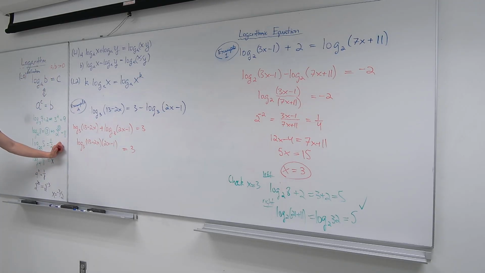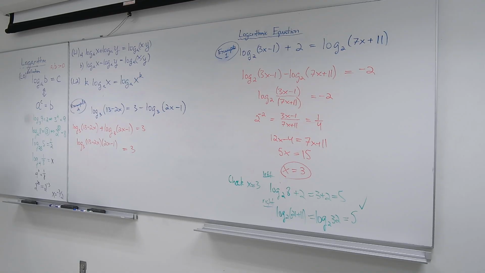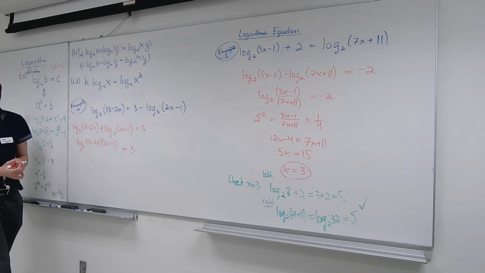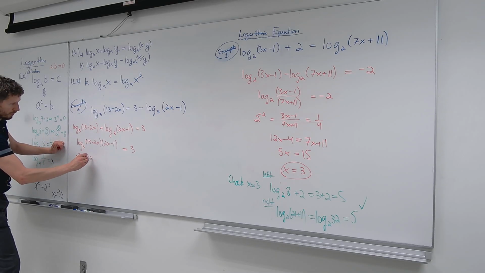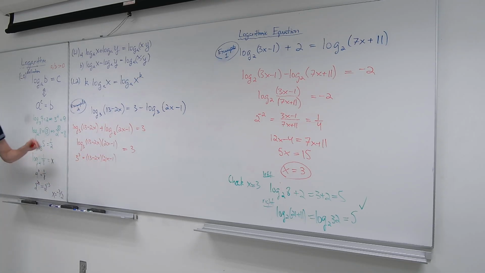All right, and by the way, remember what this is? Anybody remember the definition? 3 to the 3 power is equal to that stuff there. You remember the definition of log? How it works. Log base A of B equals C. A to the C is B. This to that is this. Cool, right? So let's do this. So it's 3 to the third is equal to what? 13 minus 2x times 2x minus 1. Y'all see that? That's the definition.